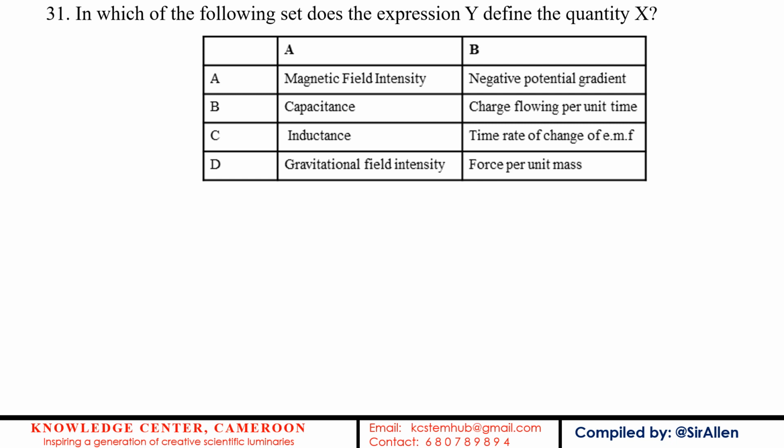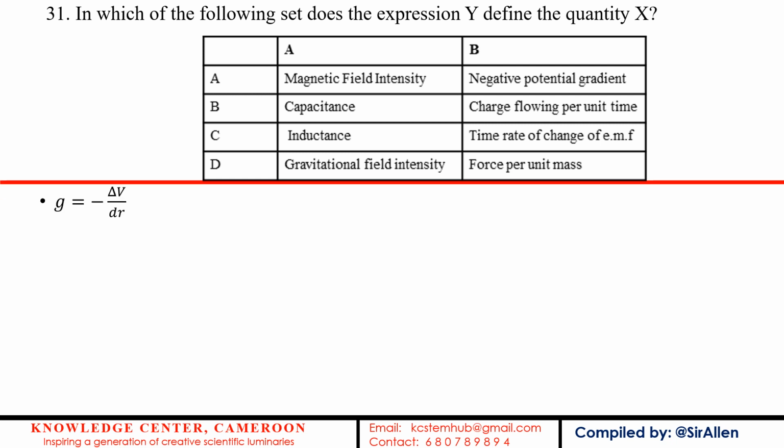In which of the following sets does the expression Y define the quantity X? Okay, I've just really done some amazing work here. So we're just going to go over and then define our gravitational field intensity as negative of potential gradient, okay?